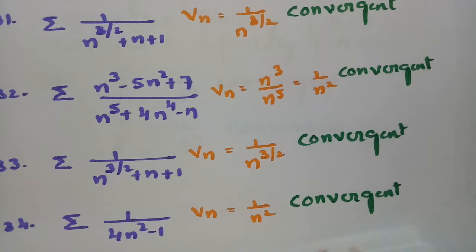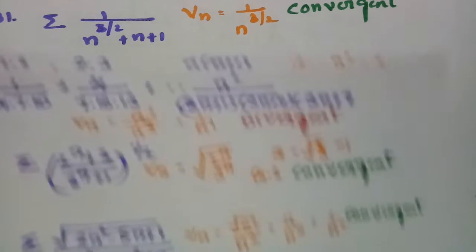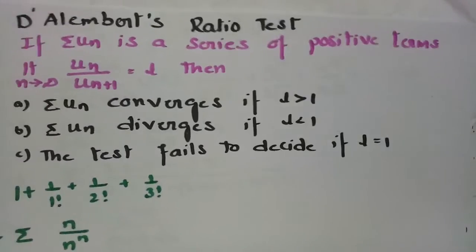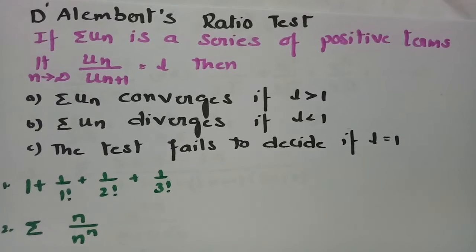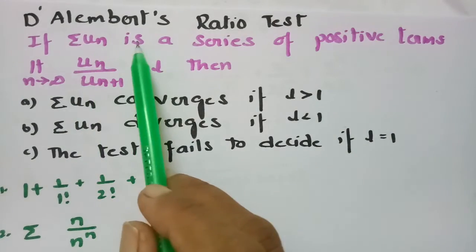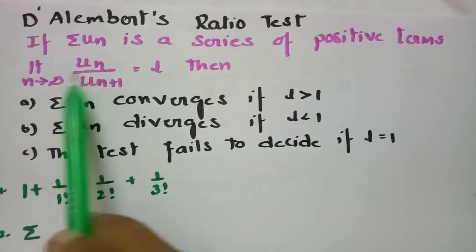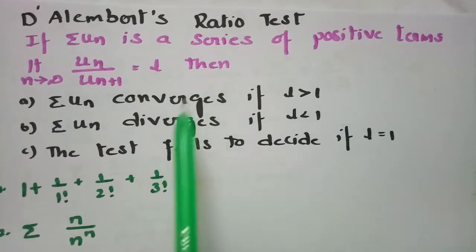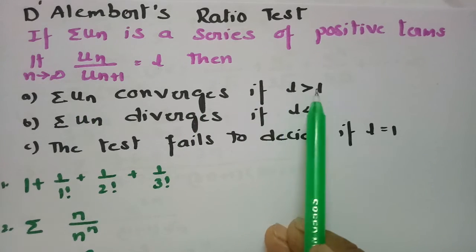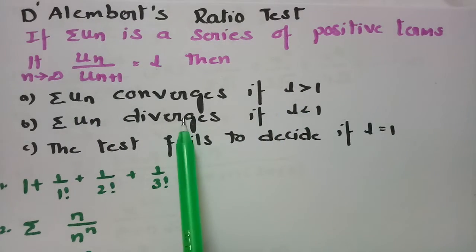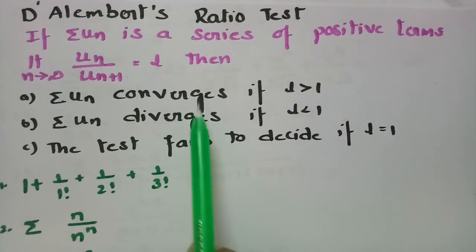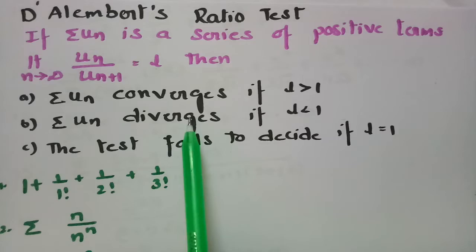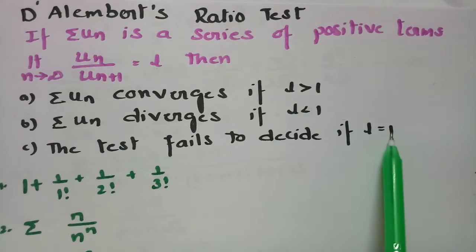And next, coming to this one, D'Alembert's ratio test. So when do we have to use this D'Alembert's ratio test? What is this D'Alembert's ratio test? If sigma un is a series of positive terms, then limit n tends to infinity, un by un plus 1 is equal to L. Then un converges if L is greater than 1, and un diverges if L is less than or equal to 1. Same as p-test. If it's greater than 1, converges. If it's less than 1, diverges. The test fails if L is equal to 1.